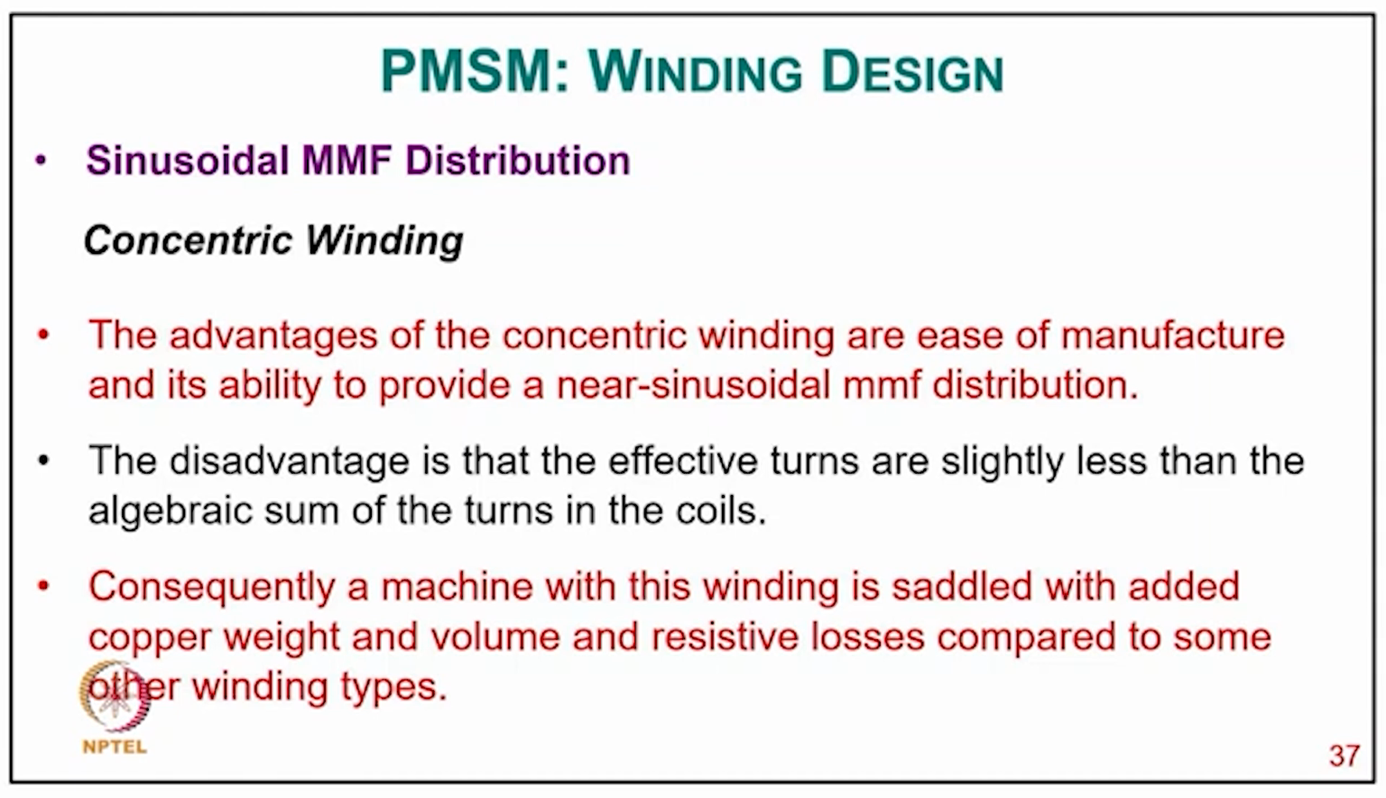The disadvantage is that the effective turns are slightly less than the algebraic sum of the turns in the coil. Consequently, a machine with this winding is saddled with added copper weight and volume and resistive losses compared to some other winding types.